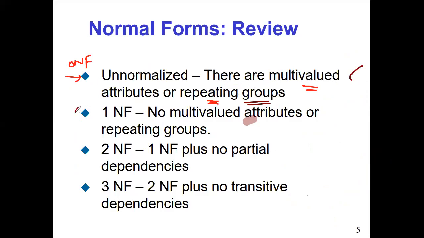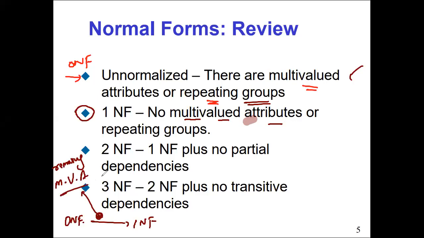Now if you are in 1 NF, in this case you will not find any multi-value attribute, because from 0 NF to 1 NF the activity is removing multi-value attributes. That is the process happening. So if you want to convert from zero normal form to first normal form, you will remove the multi-value attributes, right? Then 1 NF to 2 NF.